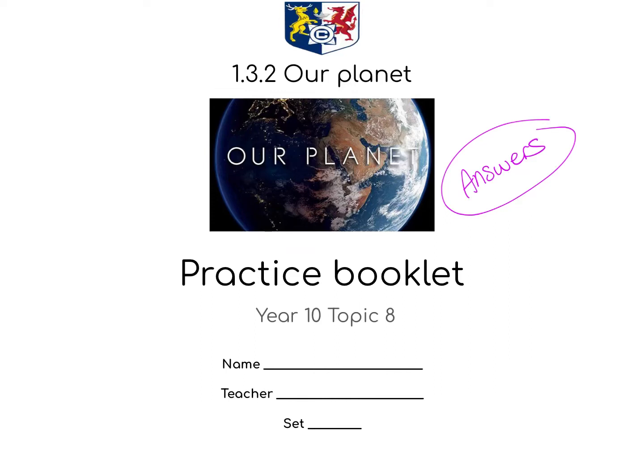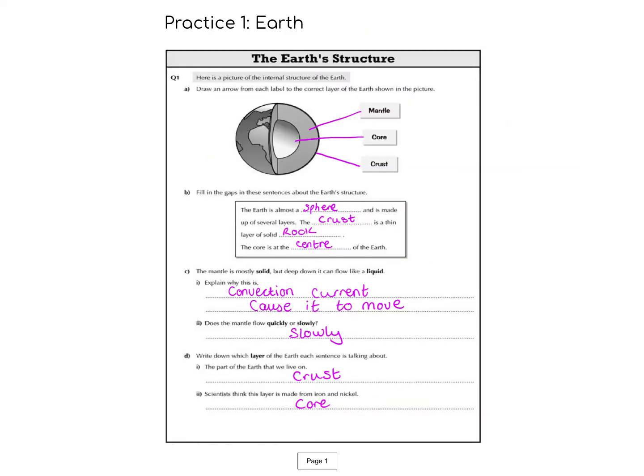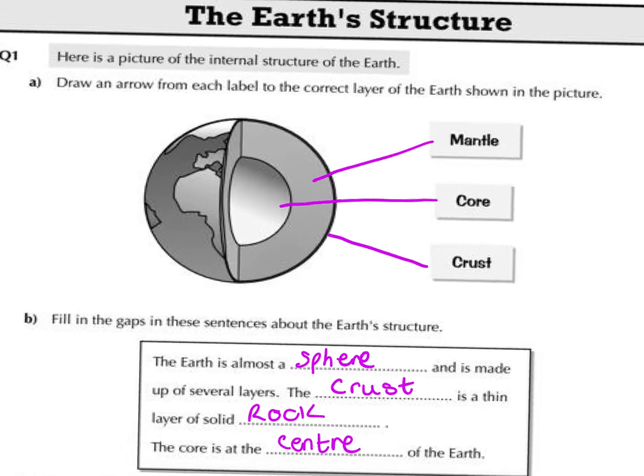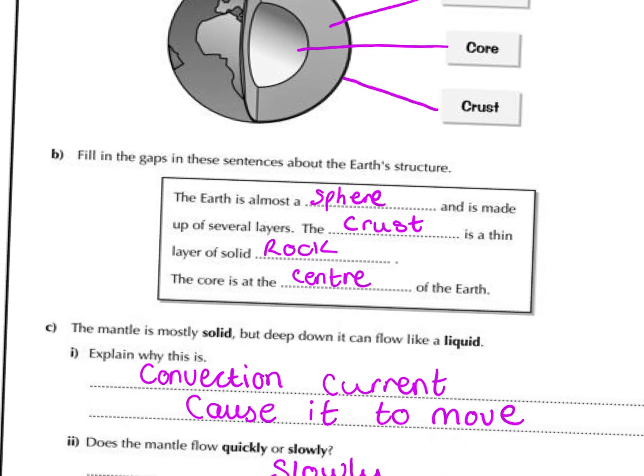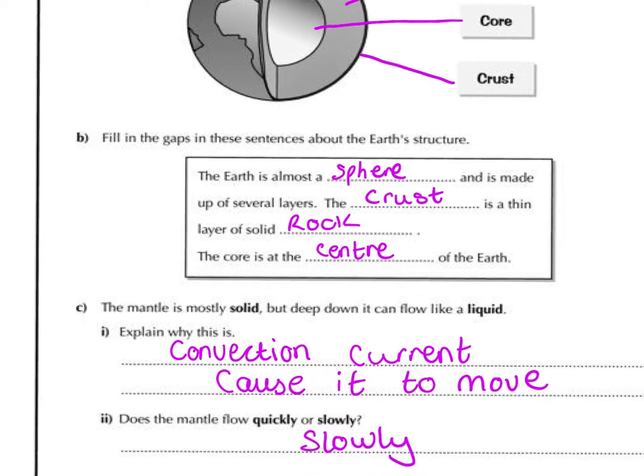Okay, so this is 1.32 Our Planet, the answers to your practice booklet that you will be doing in the classroom. So, a nice easy image to get started, looking at where the mantle, core and crust are. Sometimes you get an inner core and an outer core, but that was a nice easy question to get started. Fill in the gaps in these sentences.